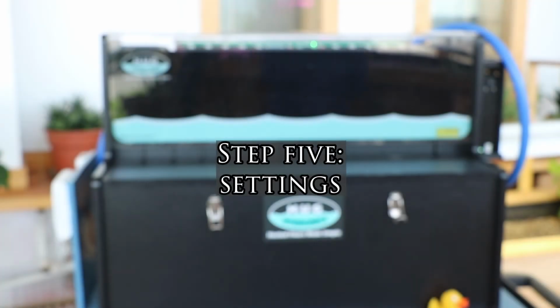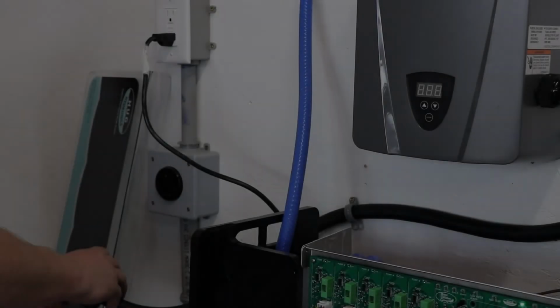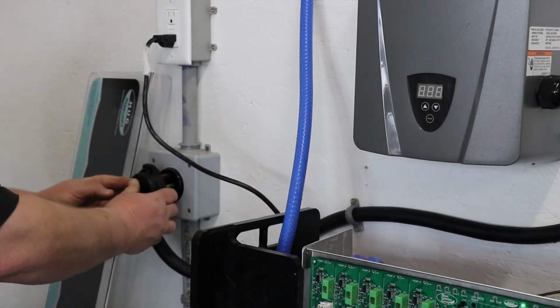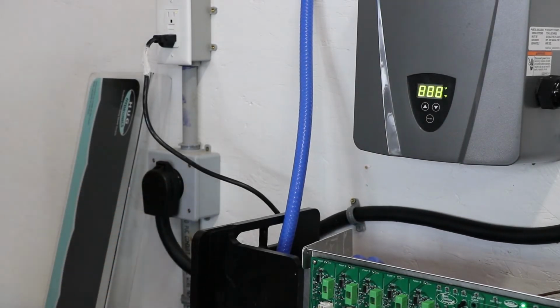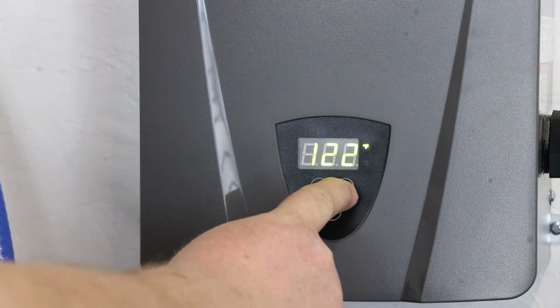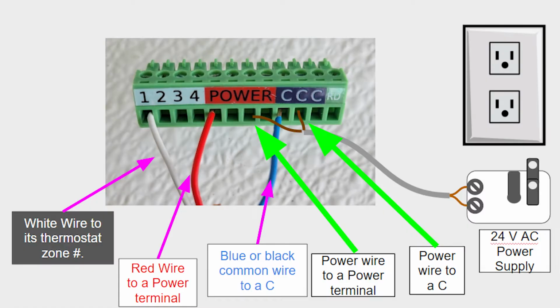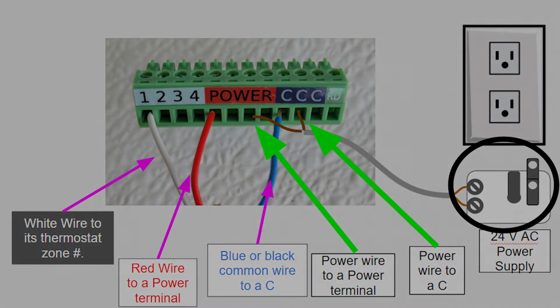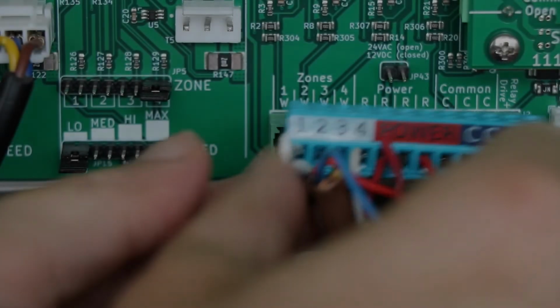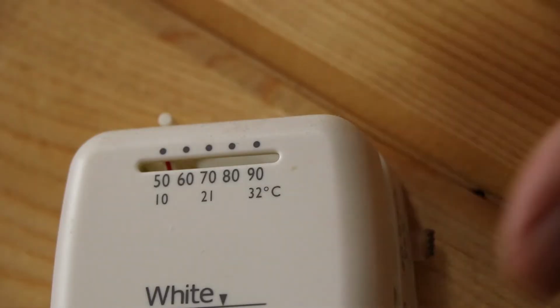Step 5, settings. First, power up the heat source and set its temperature. 120 degrees Fahrenheit to 140 degrees Fahrenheit is a typical setting. If you have a smart thermostat, plug in that power supply now. Now, plug in the thermostat connector and turn up thermostats to call for heat.